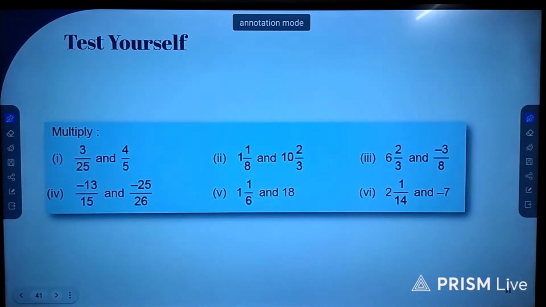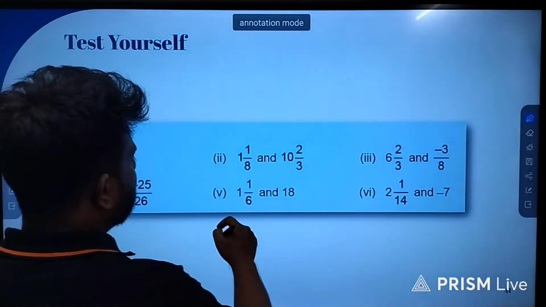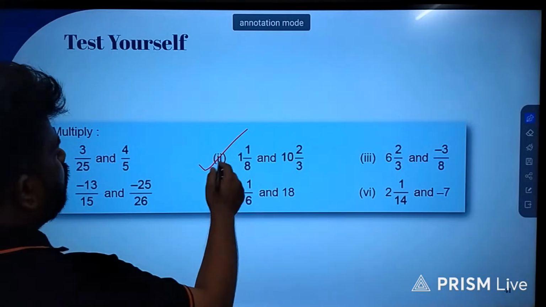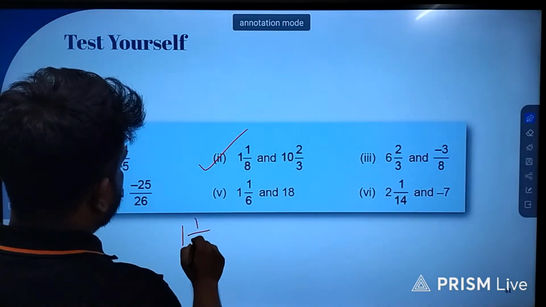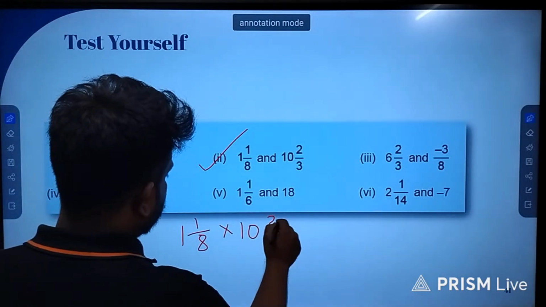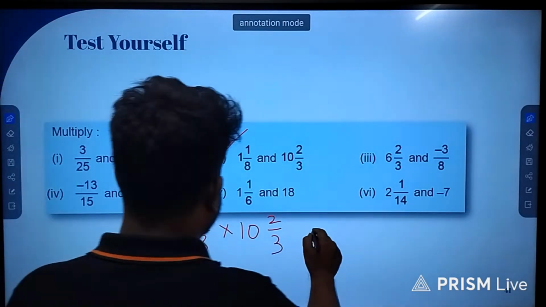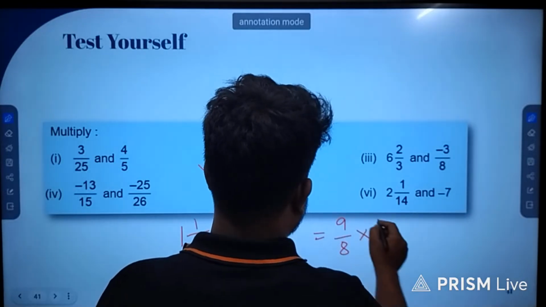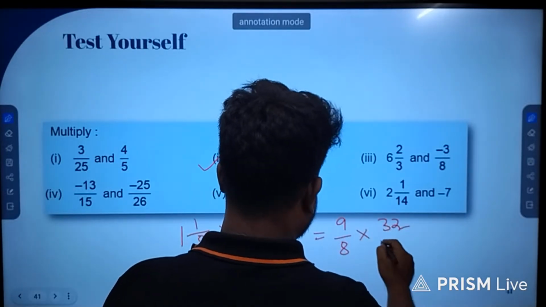So for this case, you have to do the multiplication. I am doing a multiplication of this number 2. So this is the multiplication of 1 and 1 by 8 into 10 and 2 by 3. So the multiplication will be 9 by 8 into 32 by 3.